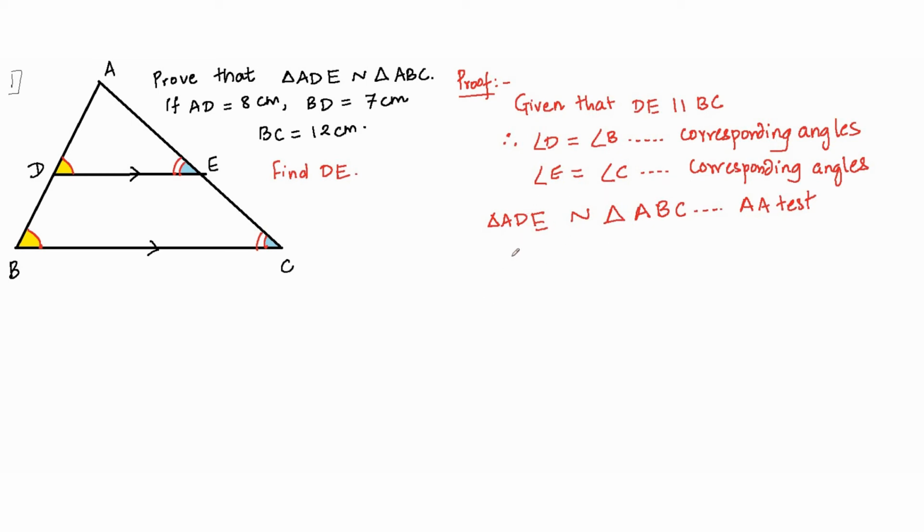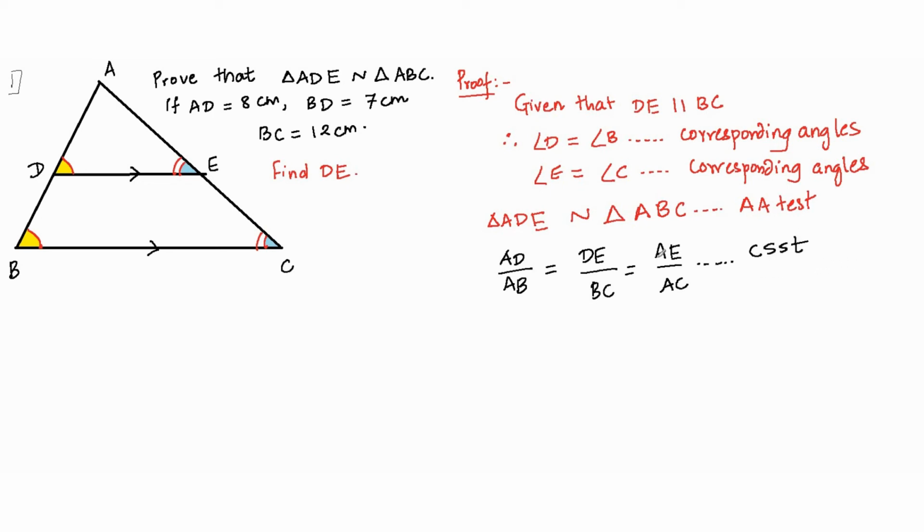So now if these two triangles are similar, I can say that AD divided by AB should be equal to DE divided by BC, that should be equal to AE divided by AC, and this is because of corresponding sides of similar triangles, right?